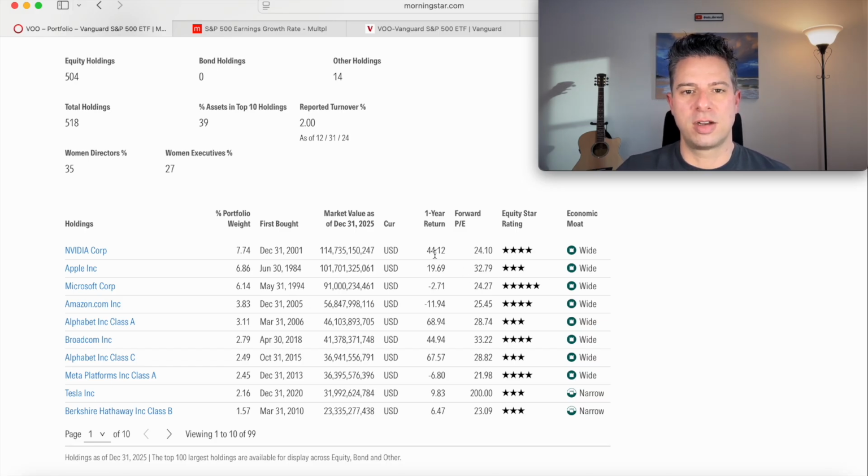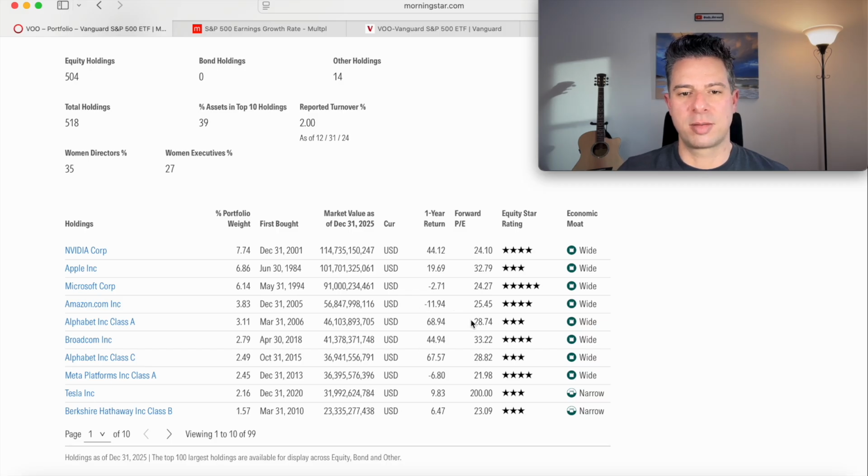And then you can see over here the 1-year return, 44%. So it's done really well. Apple is almost 7%. 1-year return is almost 20%. Microsoft, 6%-ish. Negative almost 3% for Microsoft.